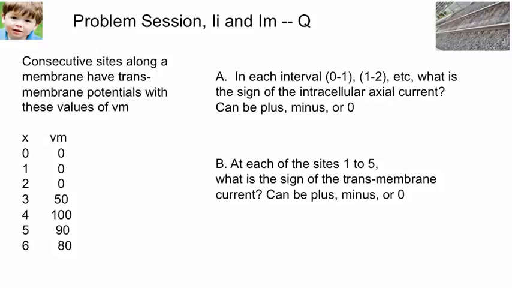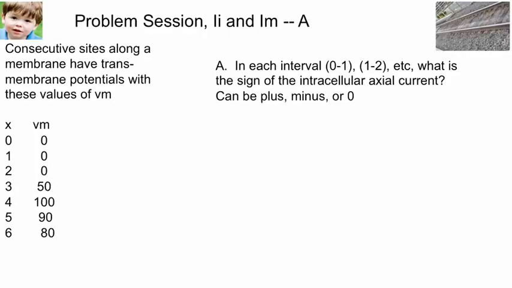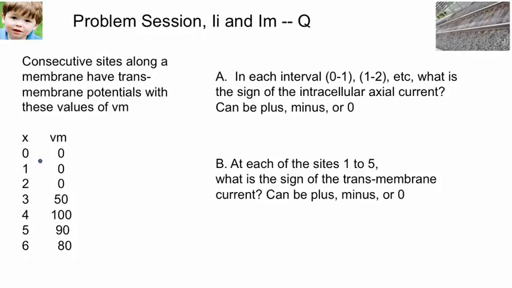Here's our problem. We have a list that goes along the x-axis, and for each different x value, we have sites along the x-axis. For each of our x values, we have a corresponding transmembrane potential, Vm. Now I have listed these Vms as values of Vm relative to the baseline. You could have them listed absolute. It isn't going to matter.